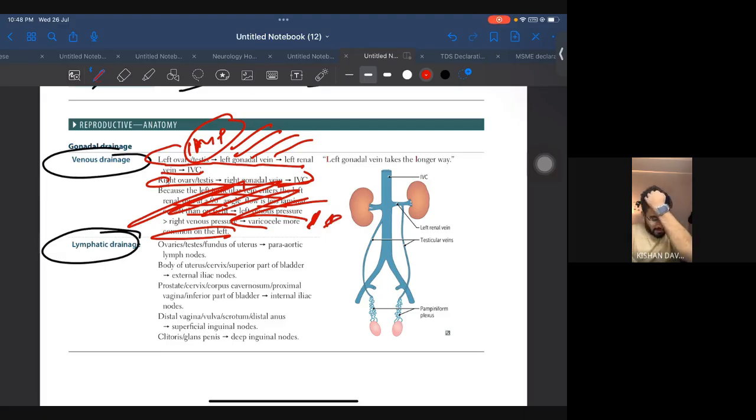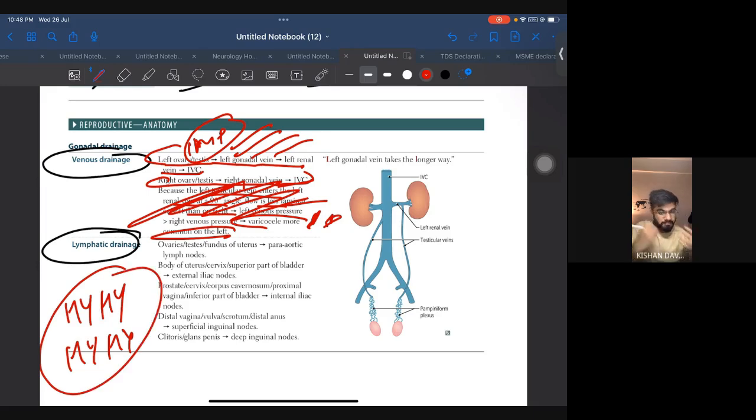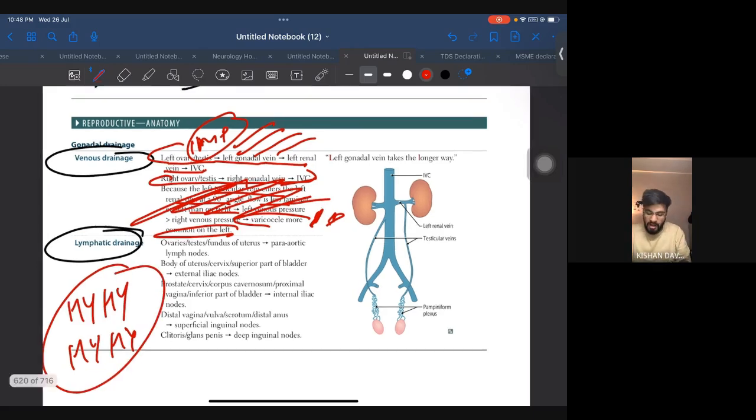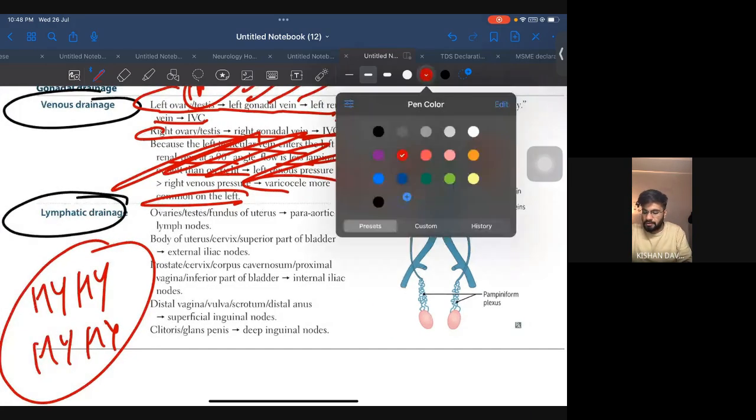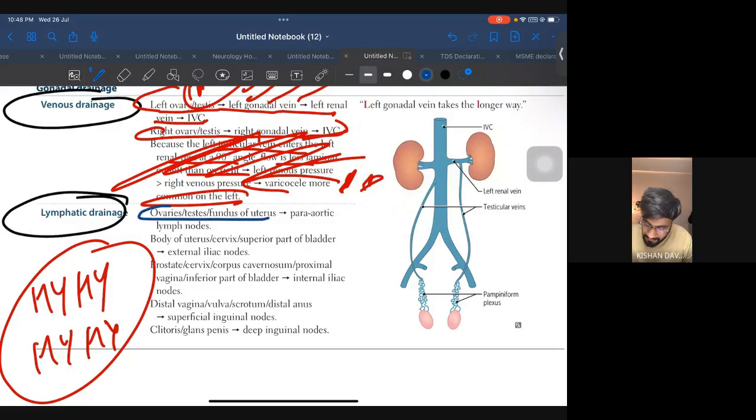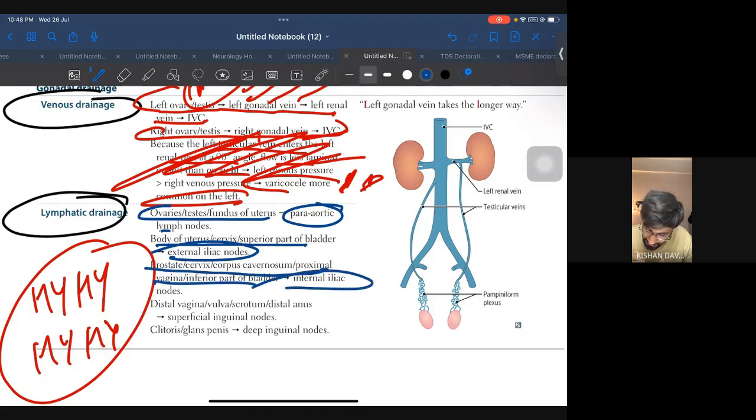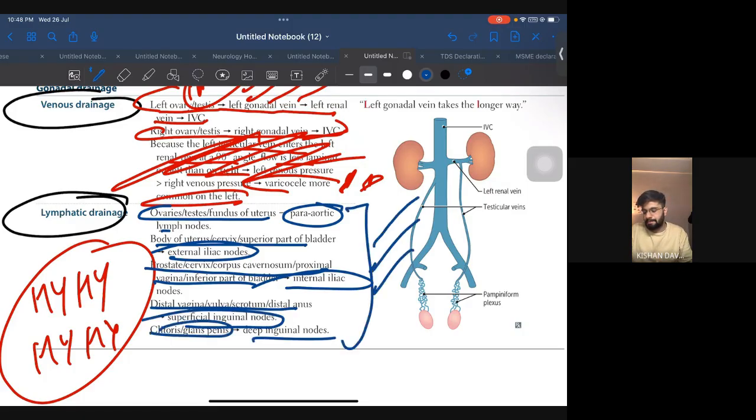Coming to lymphatic drainage, and this is high yield, high yield, high yield, high yield. I have written high yield four times, so understand how important it will be. Why is it high yield? Because it becomes difficult to remember. Ovary, testis, fundus: para-aortic lymph node. Body of uterus, cervix, superior part of bladder: external iliac lymph node. Prostate, cervix, corpus cavernosum: internal iliac lymph node. Distal vagina and everything: superficial inguinal lymph node. Clitoris, glans, and mark my word, everything is important. They will ask everything, NBME has asked everything.